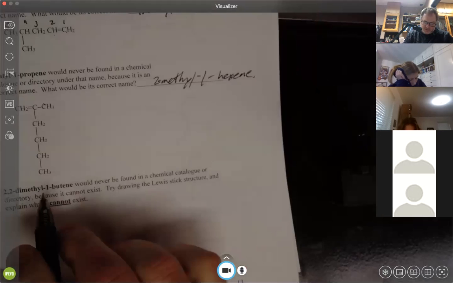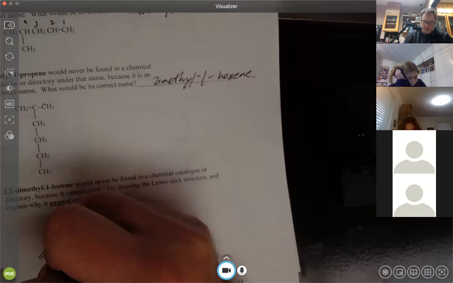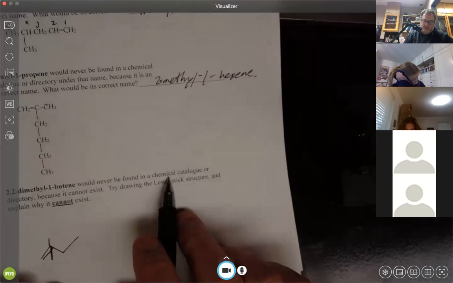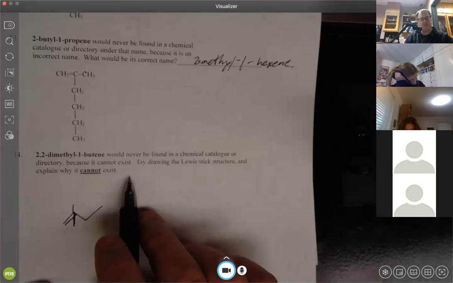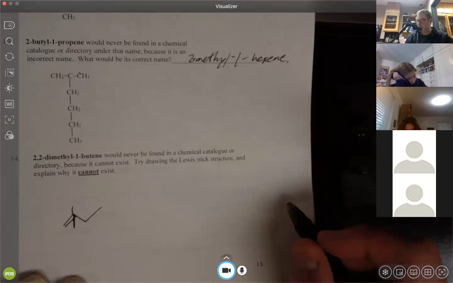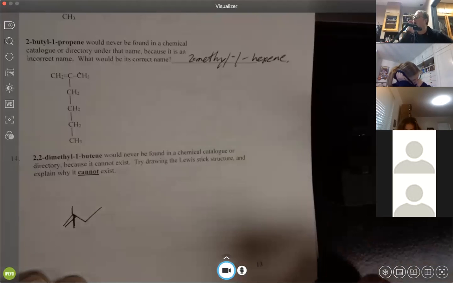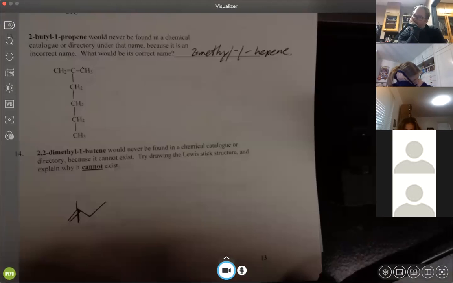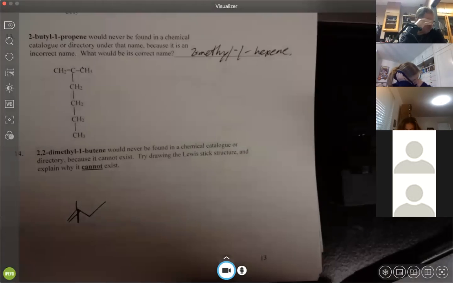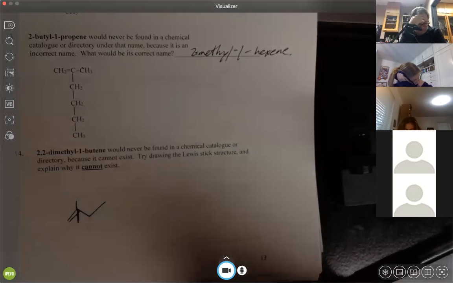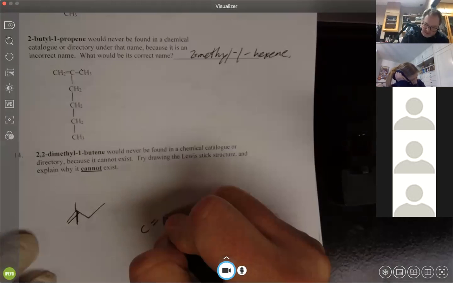1-butene 2,2-dimethyl would never be found in the chemical catalog because it cannot exist. Why can this not exist? Why can't that exist? Is it because it's too many bonds? You got it. If you drew it out without the stick figure, you probably would have seen that a lot quicker.